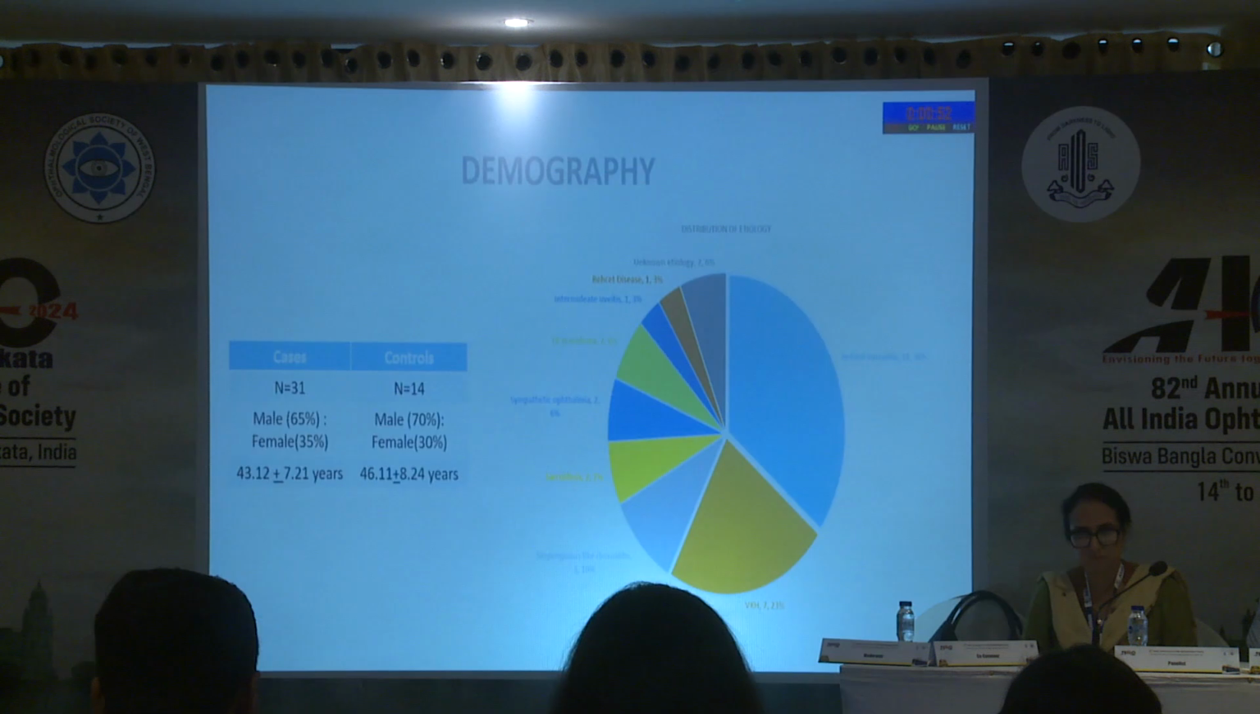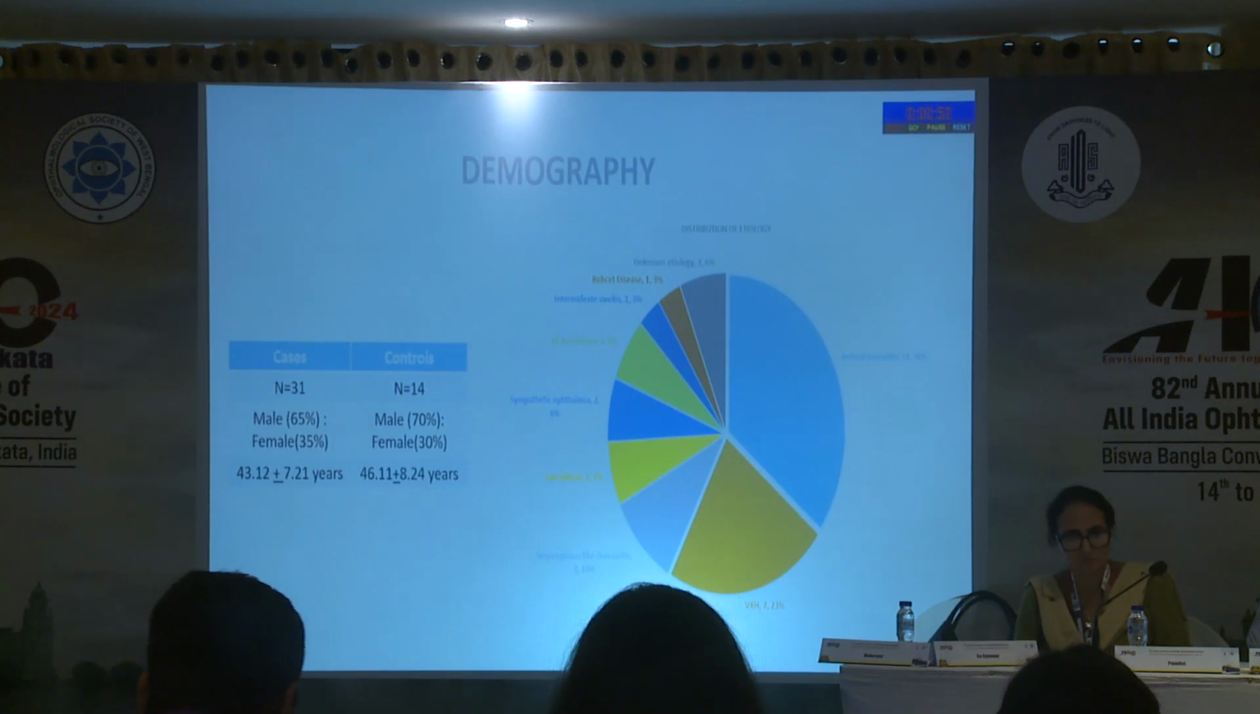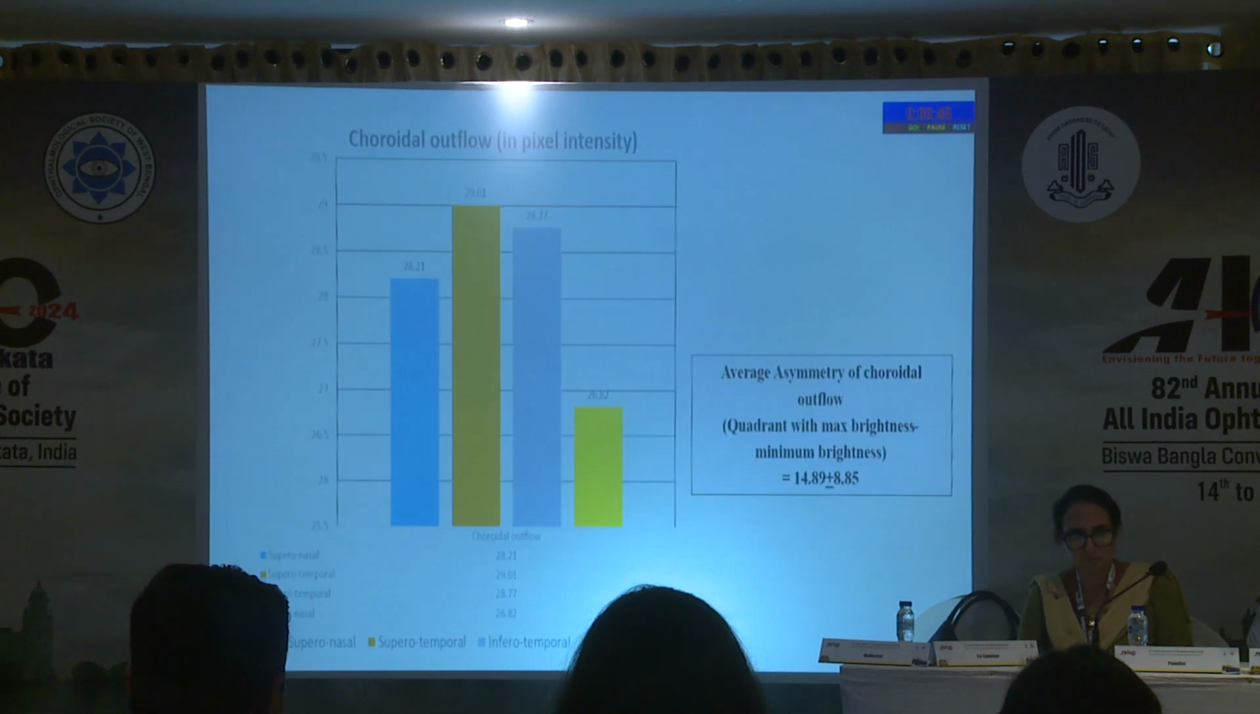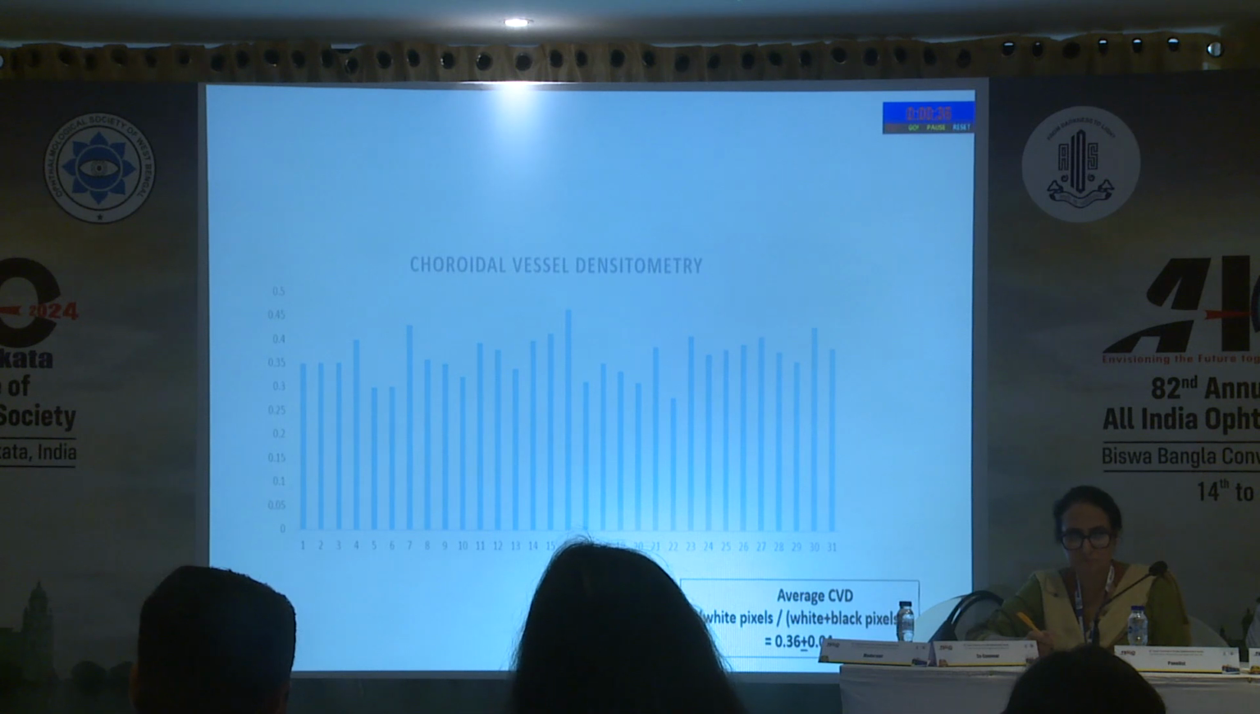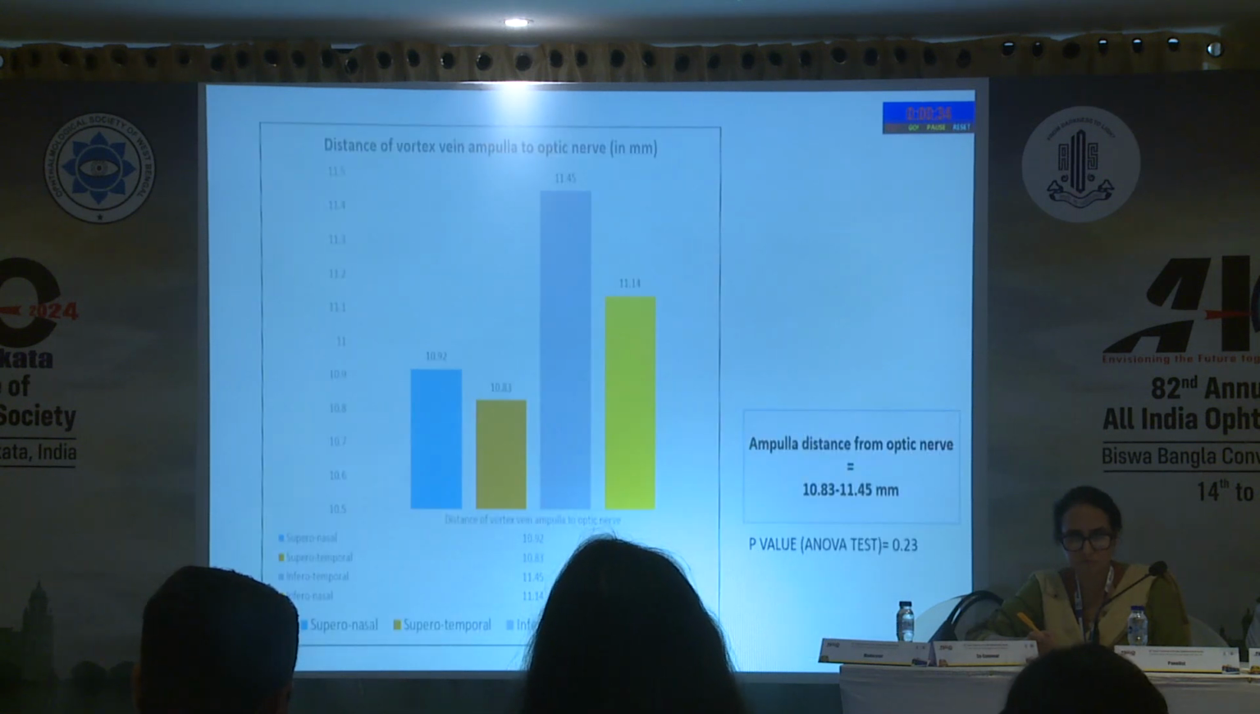So coming on to the results. A total of 31 cases and 14 controls were included, and we had the entire spectrum of posterior uveitis in the cases. The mean average asymmetry of the choroidal vessels was 14.89 pixel units. Choroidal vessel density in the cases was 0.36. So this is a ratio, so it will come to 0.36. And the distance was 10.83 to 11.45.